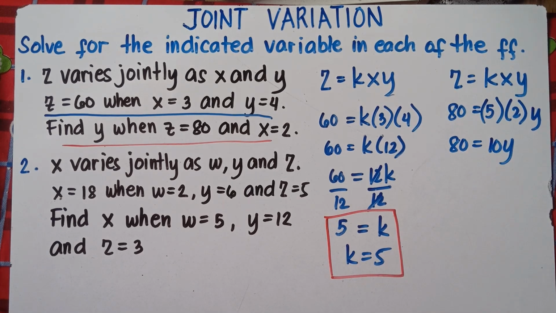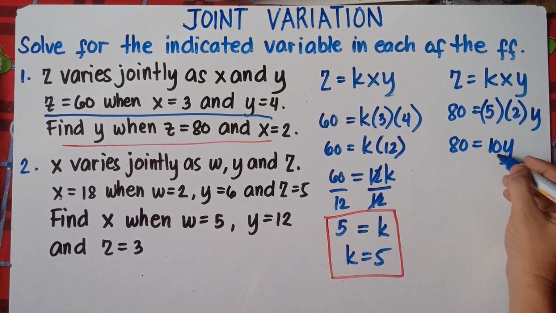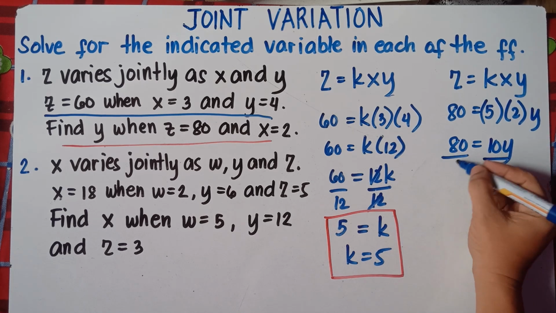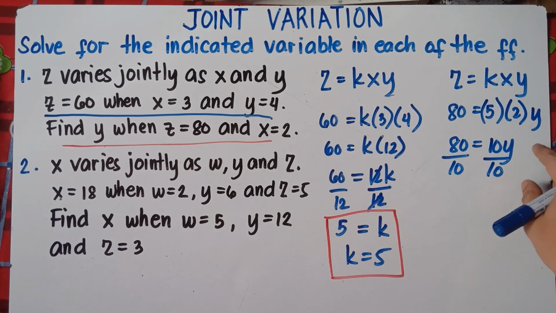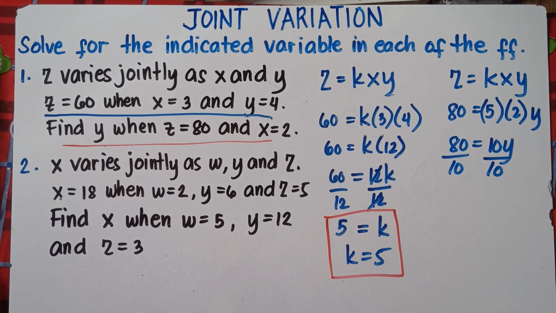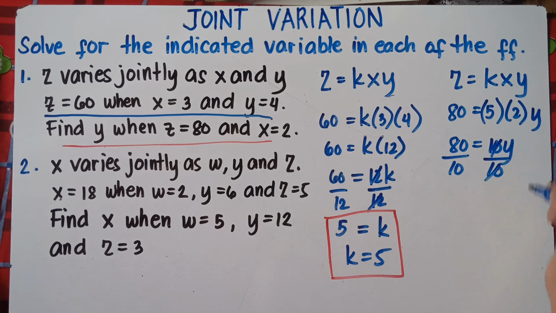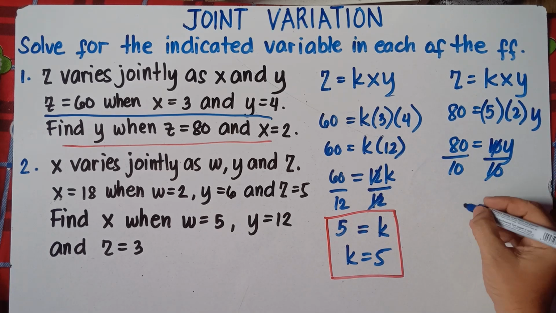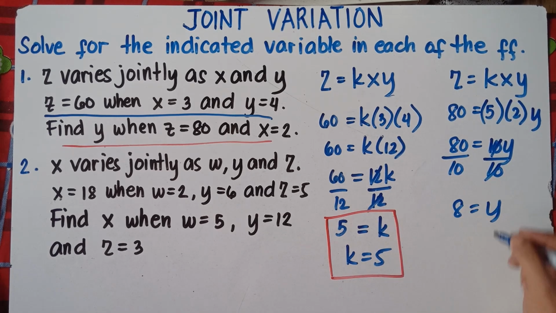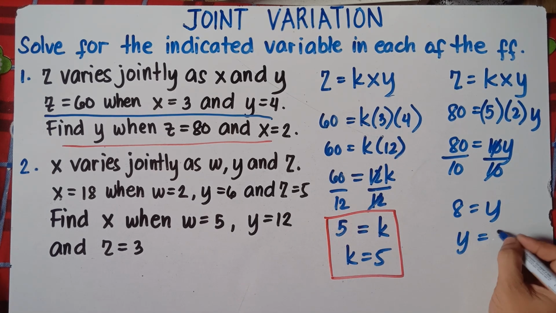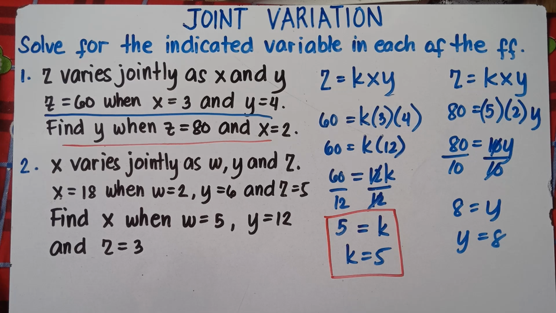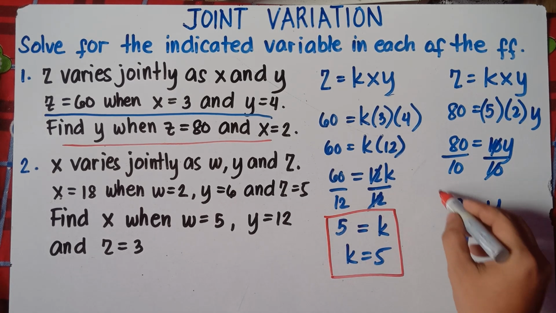To get the value of y, you simply divide both sides by 10 to eliminate this 10, so that the remaining equation will be y. 10 divided by 10 is 1, so you can cancel this out. 80 divided by 10 is 8, equals y, or you can write it as 1y equals 8. That's it, class. That's the answer for number 1. Easy, right?